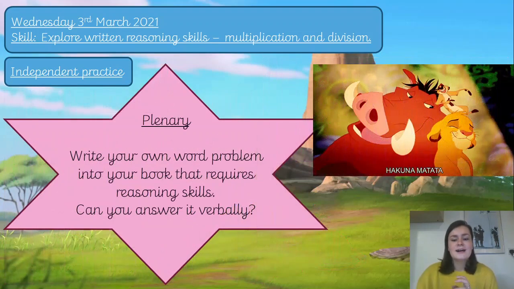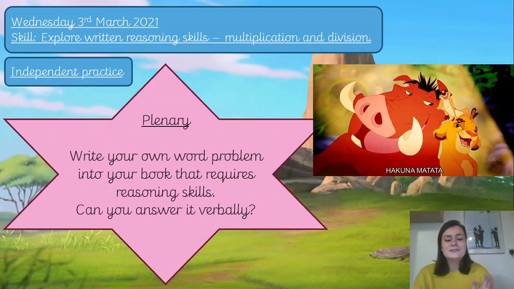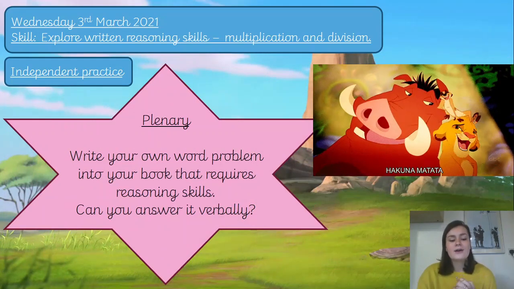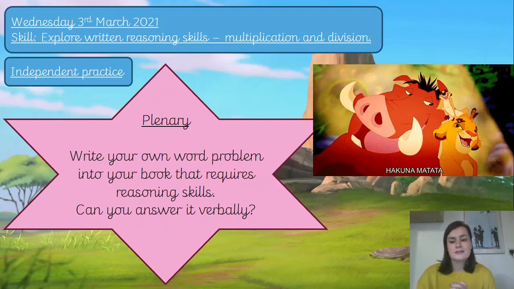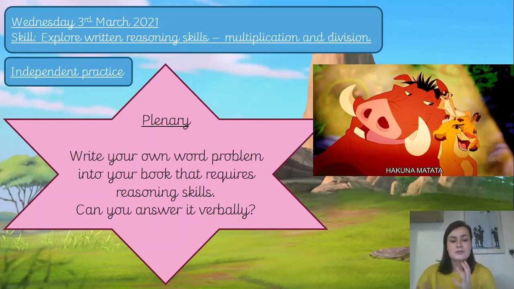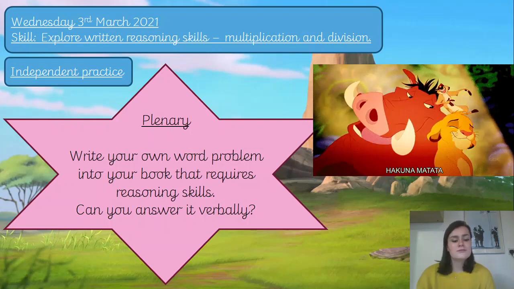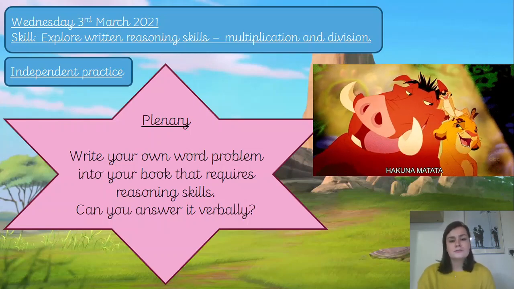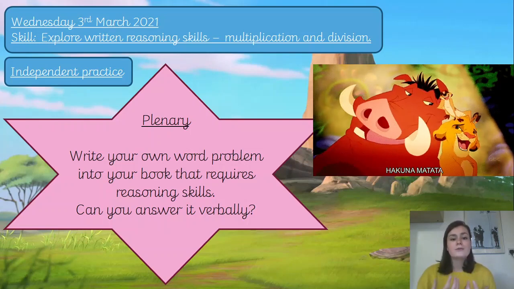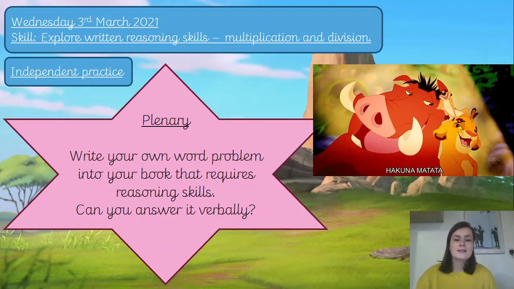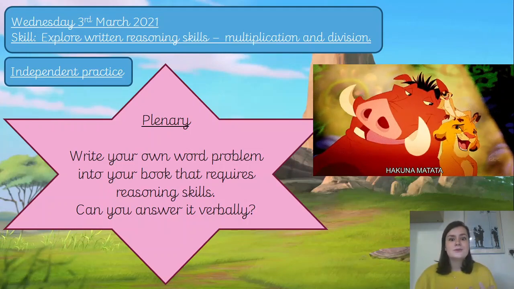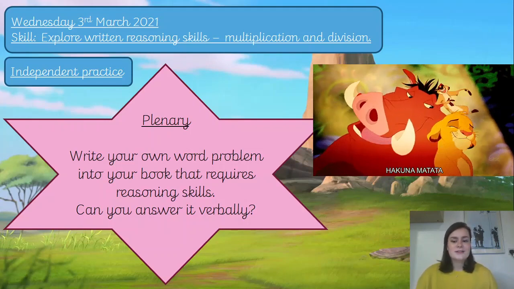Okay, and finally then, your plenary for today. I would like you to have a go at writing your own word problem into your book that requires reasoning skills. And I want you to think about either multiplication or division for today and see if you can answer it verbally. So you're answering your own question. So I want you to think about what sort of answer you're expecting when you're writing that question, and then see if you can do it correctly when you are answering it.